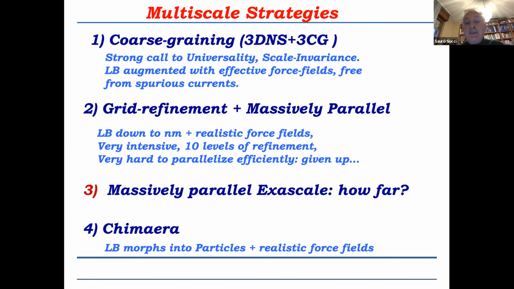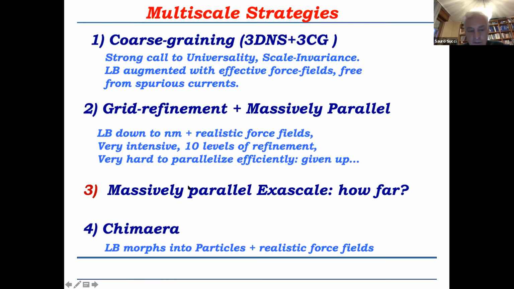But the real point is that it's very hard to keep the parallel efficiency decent, mainly because of load balancing. It's a simple exercise, but you can easily see that when you go really deep with the grid refinement, deep means 10 grid refinement levels. 10 levels means 3 orders of magnitude in space. 2 to the power 10 is 1,000. So with 10 levels of refinement, you go down by 3 orders of magnitude. And keeping your code efficient, especially in terms of load balance, with 10 levels of refinement is a real nightmare. So in the end, we gave this up.